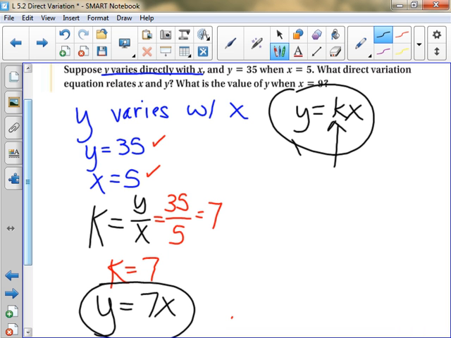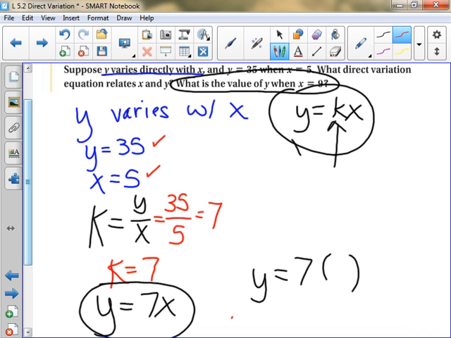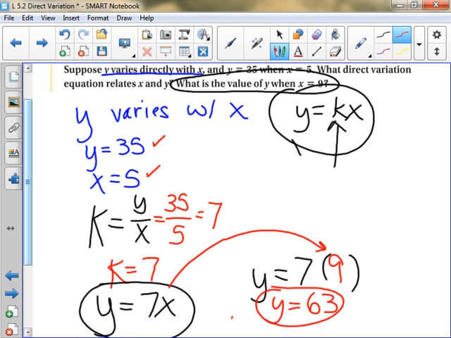That's just half of the problem though. Once you figure out your direct variation equation, the second half of the problem says, what will y be when x is 9? What is y when x is equal to 9? All you do is replace 9 in place of the letter x. 7 times 9 is 63. y equals 63 when x is 9. Super simple.